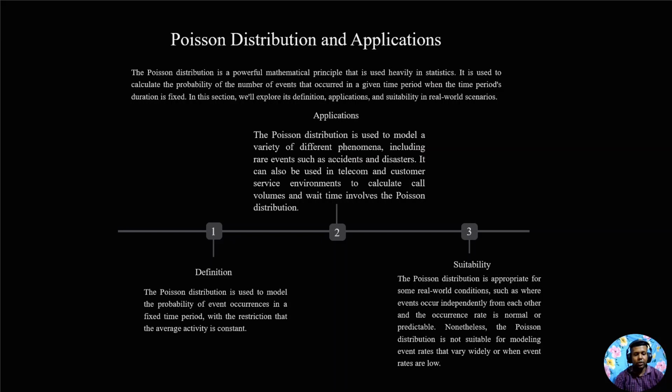Suitability of Poisson distribution. The Poisson distribution is appropriate for some real-world conditions, such as where events occur independently from each other and the occurrence rate is normal or predictable. Nonetheless, the Poisson distribution is not suitable for modeling event rates that vary widely or when event rates are low.